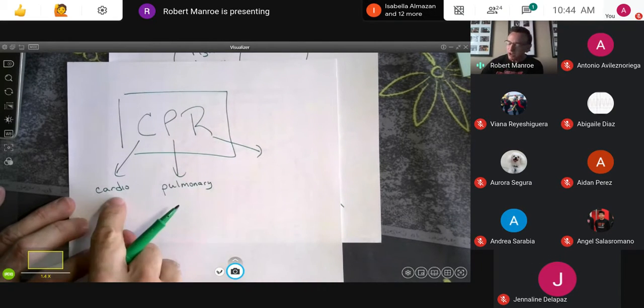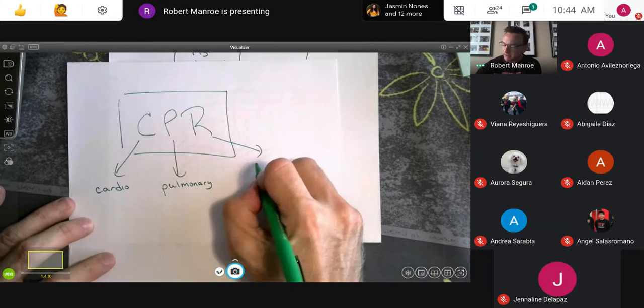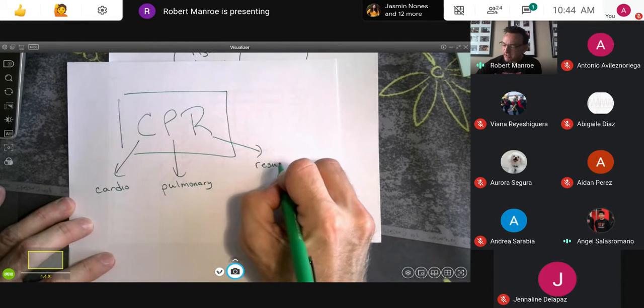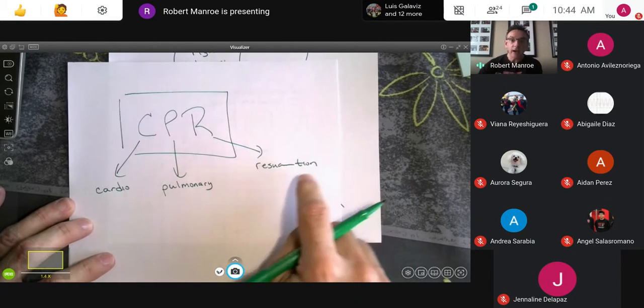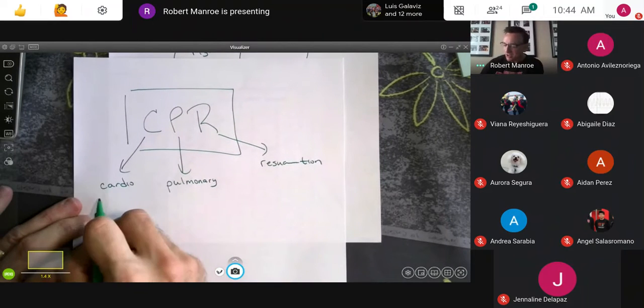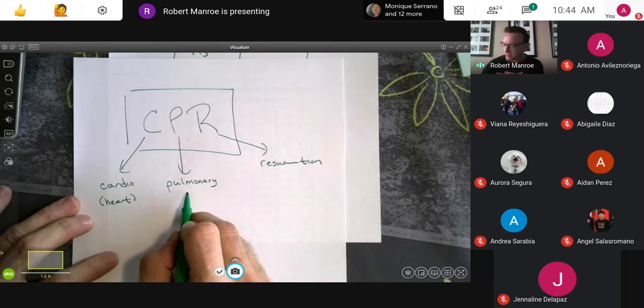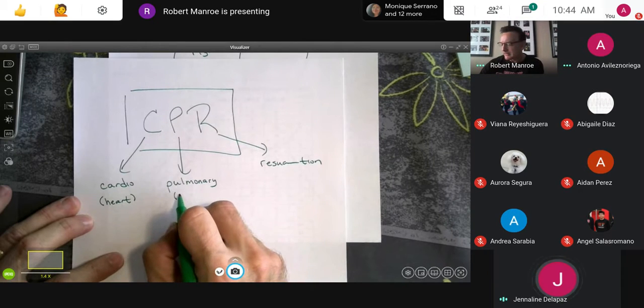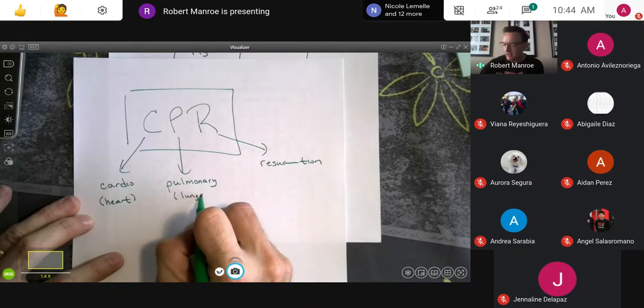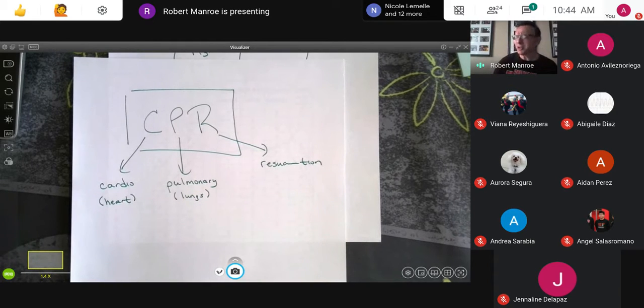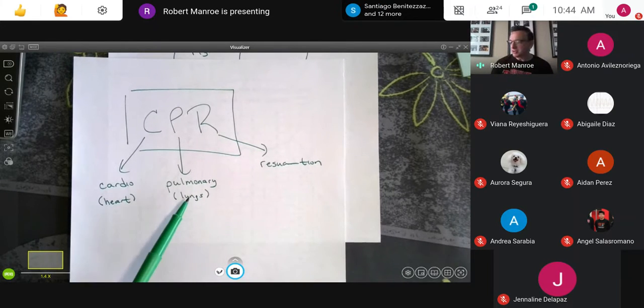CPR stands for cardiopulmonary resuscitation. Cardio is the root for heart. What do you think pulmonary is the root for? Lungs. And you're like, why are you telling us about CPR? Because you now know that pulmonary is the root for lungs, yes?